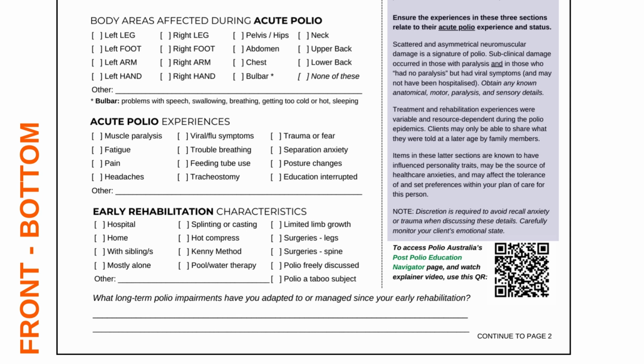Page 1 at the bottom of the page looks at acute polio. Now on the next page is all about their post-polio and their function. This is related to their acute polio experiences. So we have a list here that looks at the areas that may have been affected, and there are tick boxes that they can choose.